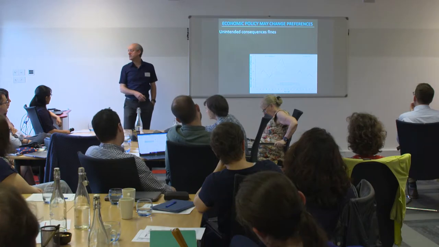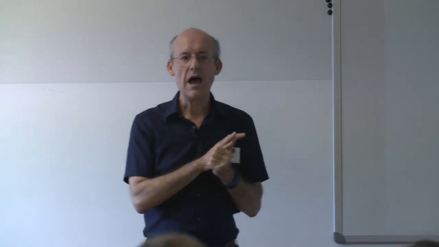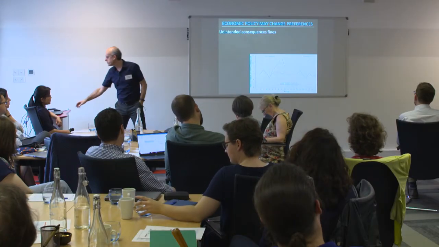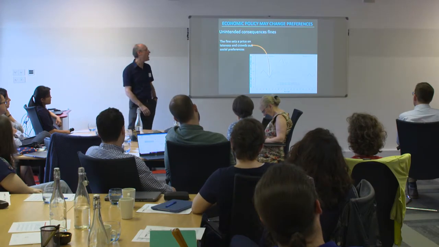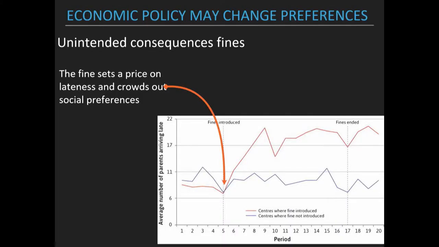Now, with respect to changes in preferences, I think this is a well-known example, but it represents really nicely the unintended consequences of policies. This is the case of Israel, where they put a fine on lateness to pick up your children from a school. Before, there were parents who were not picking up their kids late; you put a fine, and by setting a fine, what you actually do is put a price on this commodity that before had a social value.